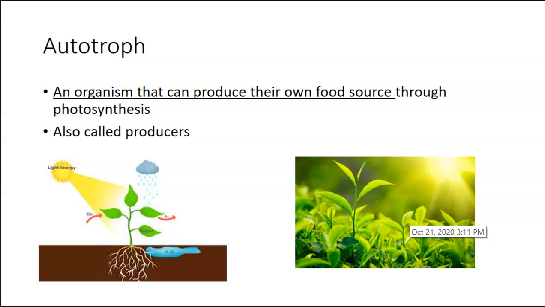An autotroph is an organism that can produce their own food source through photosynthesis. They are also called producers. Auto means self, to be able to do something yourself, and troph means feeding. So these are self-feeding organisms, like plants.